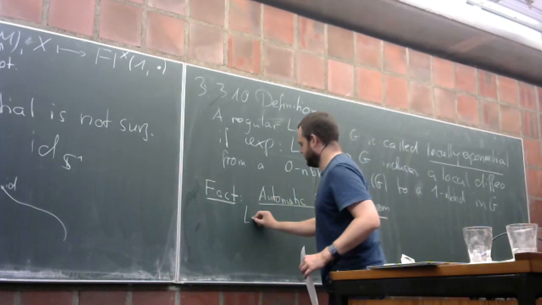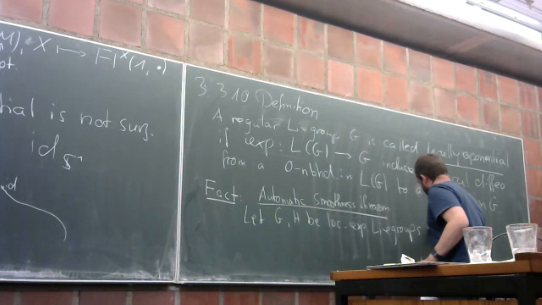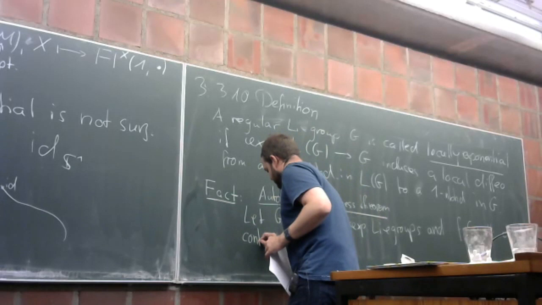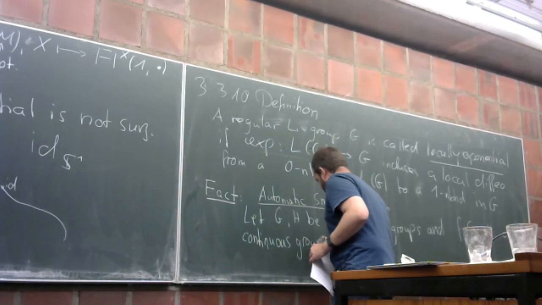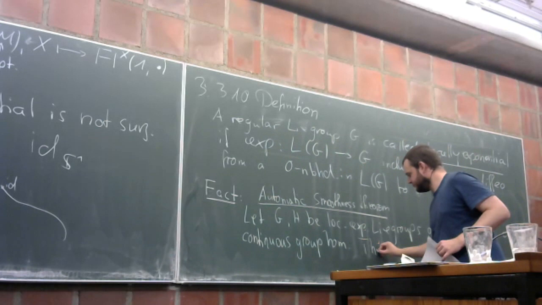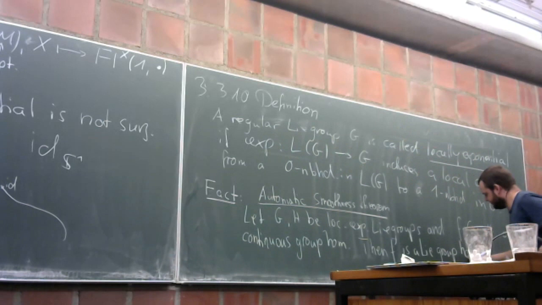Let G and H be locally exponential Lie groups, and F from G to H a continuous group homomorphism. Well, what do we expect from something called the automatic smoothness theorem? Then the statement is that F is smooth, or in other words, F is a Lie group homomorphism. Exactly. The reason is you take the proof from the finite dimensional case and it works because we've required the exponential to be good.